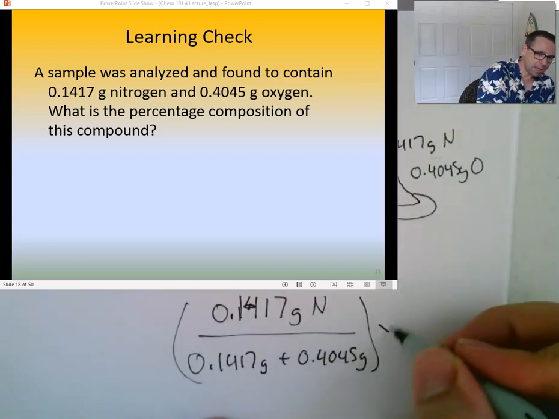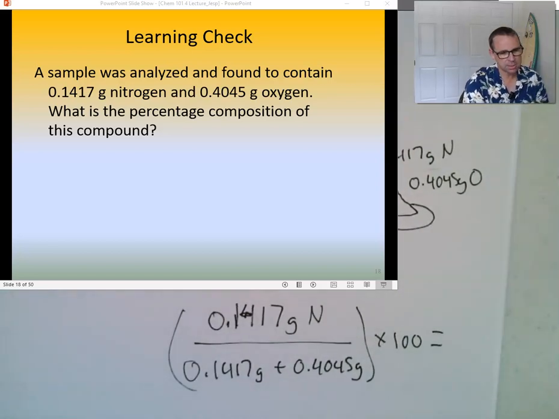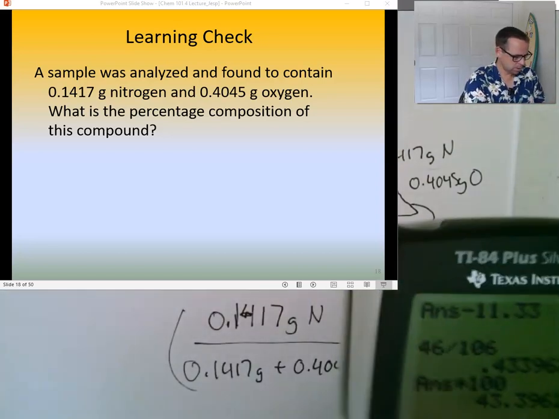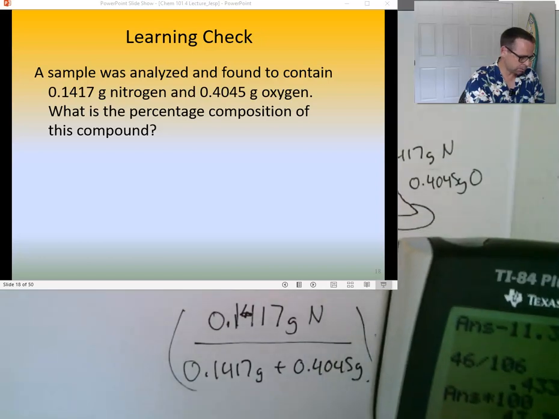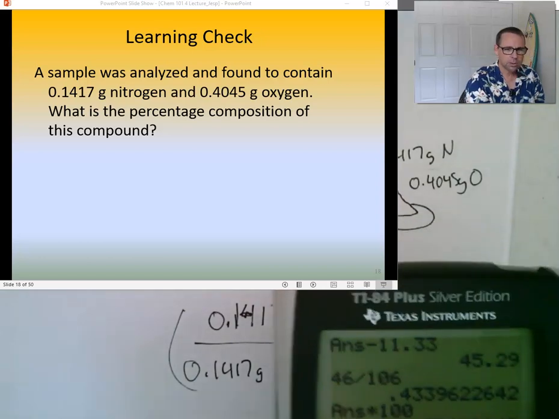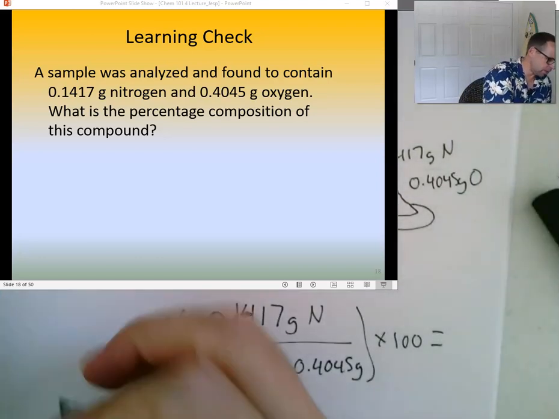And then if I multiply that by 100, that will give me the percentage of nitrogen in the total. Does that make sense? Oh, yes. Okay. So 0.1417 plus 0.4045 is 0.5462. And I'll write that down here.